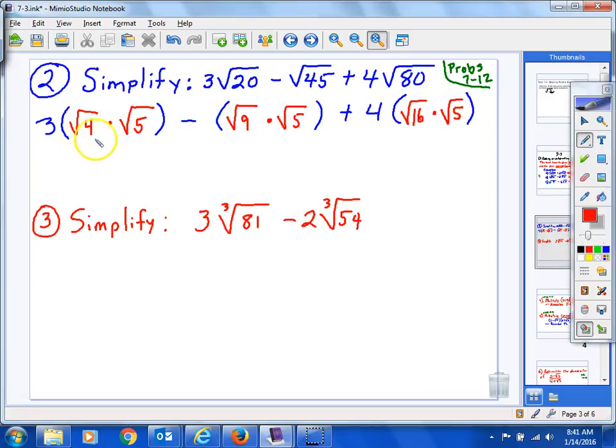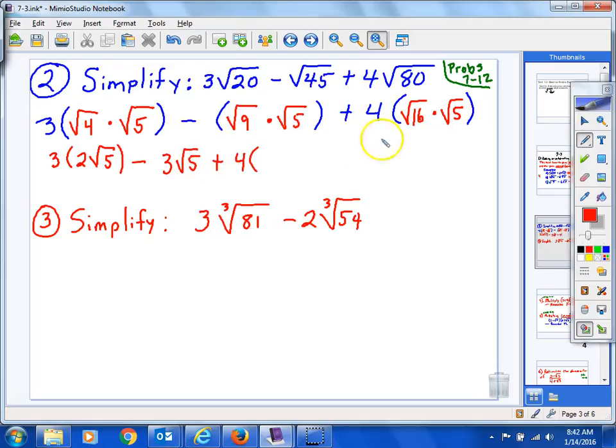Okay, so let's just take it one more step so I can make sure everybody follows what's going on here. This would simplify as 2 square root of 5 and 3 square root of 5.